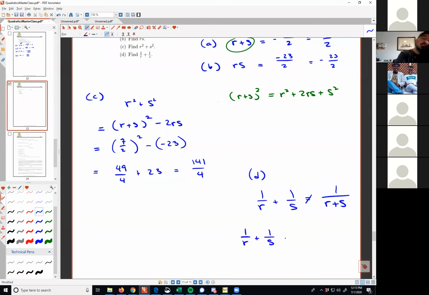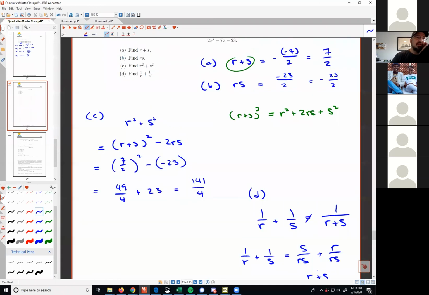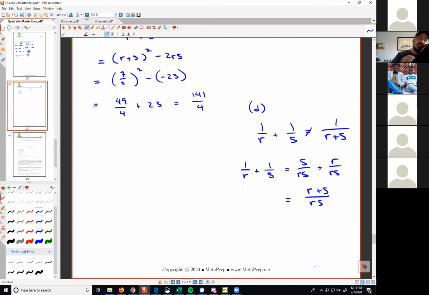You have to do cross multiplication. We have to find a common denominator, and we end up with the sum over the product. Wow. And our sum is 7 halves, and our product is negative 23 halves. So we end up with negative 7 over 23.